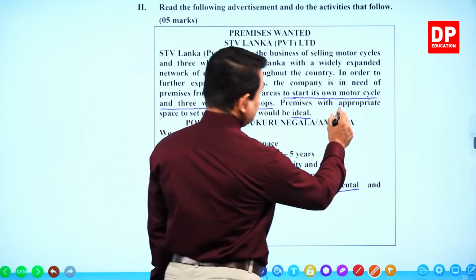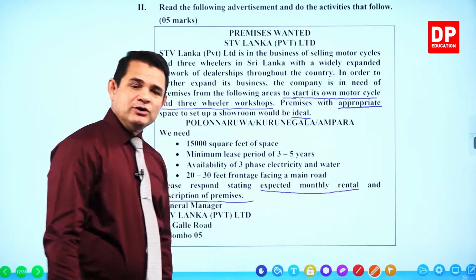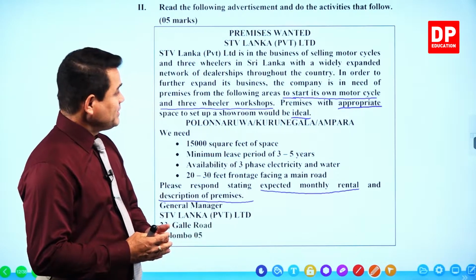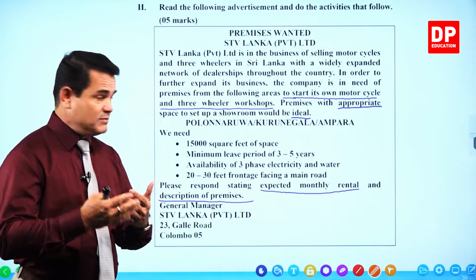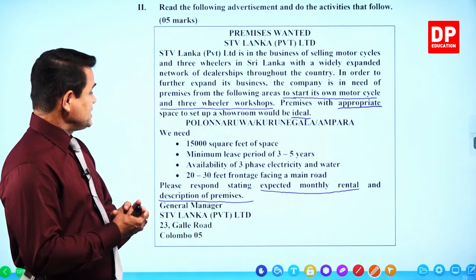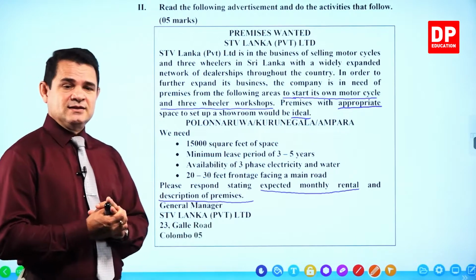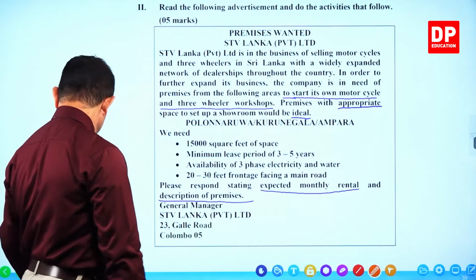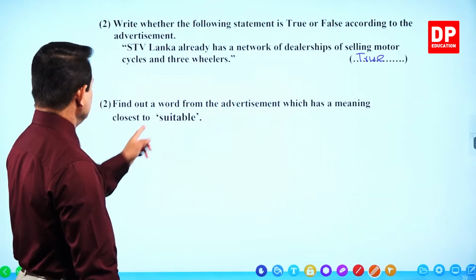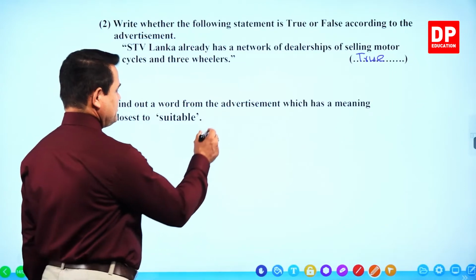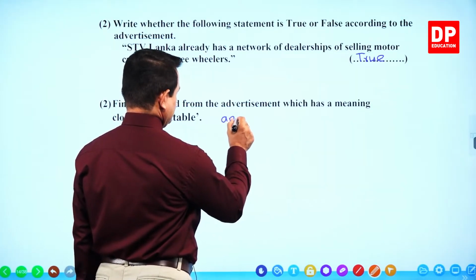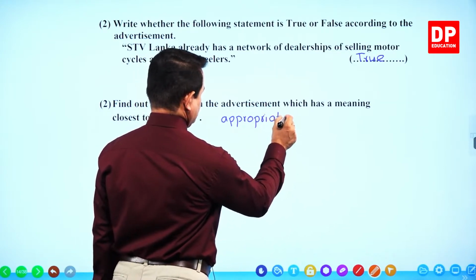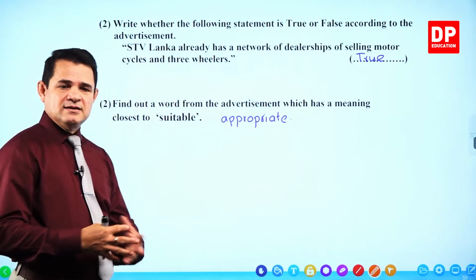Appropriate. So both give the same meaning. Premises with appropriate means suitable. Space to set up a showroom would be ideal. So you can use these two, both the words appropriate and ideal as well. You can write one of them. Suitable, appropriate, or it can be ideal also.